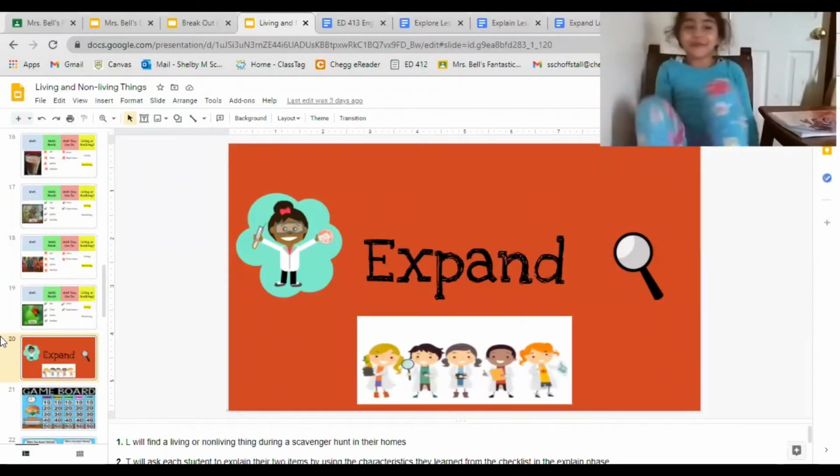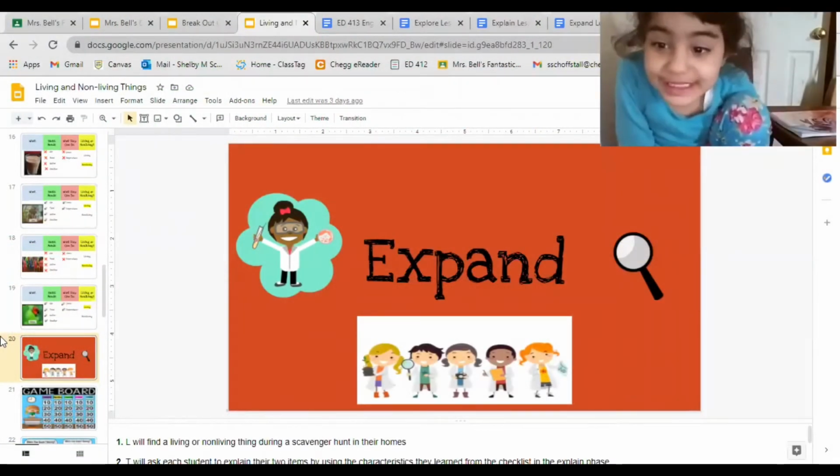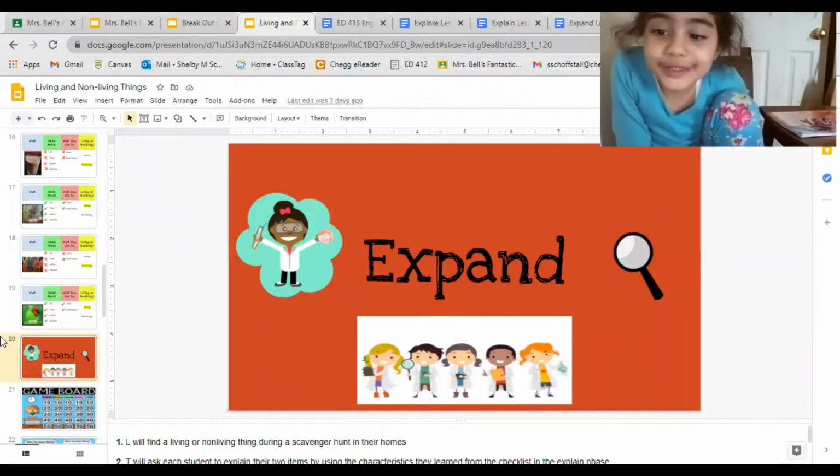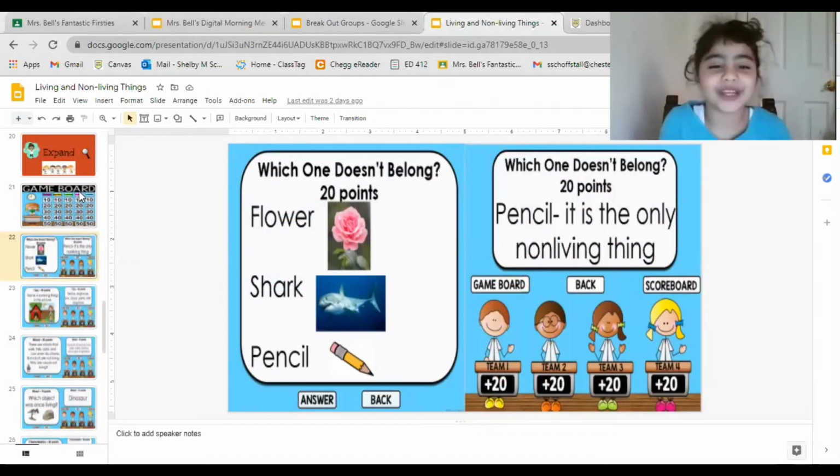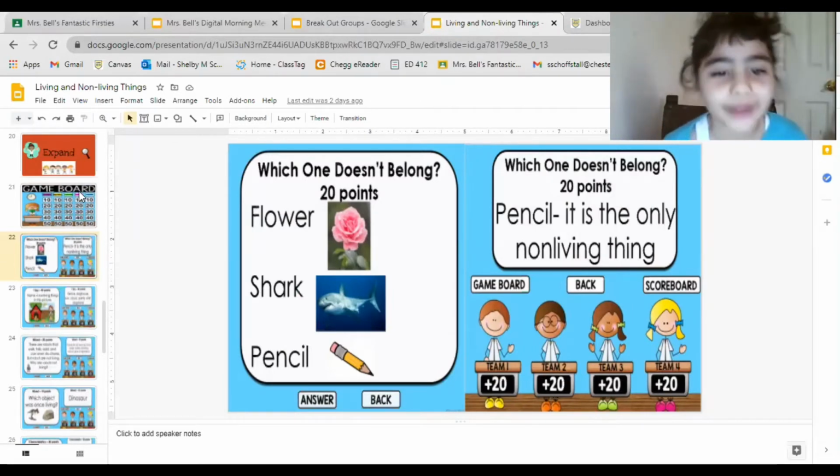On day 4, we were expanding our idea. We did a scavenger hunt and we played Jeopardy. For example, we did which one doesn't belong. And it was pencil because pencil is the only non-living thing.